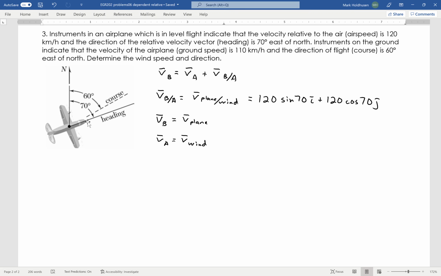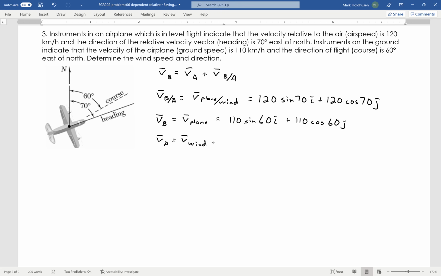On the ground, we're getting the absolute velocity. That's what the velocity of the plane actually is, the total velocity of the plane seen from the ground. So that's going to be 110 times the sine of 60 in the i direction, that's the course, plus 110 cosine of 60 in the j direction.